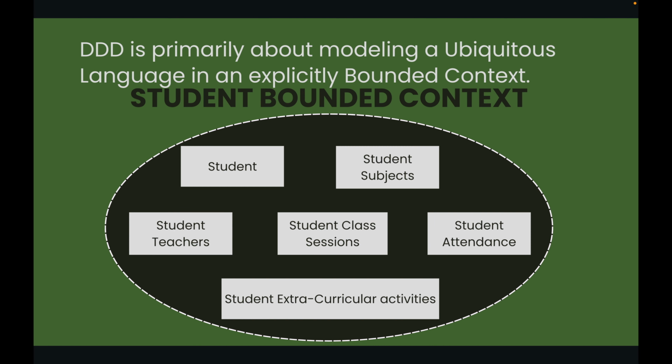All right, so DDD. What is DDD again? It's primarily about modeling a ubiquitous language in an explicitly bounded context. If that made sense on its own, if we had previously defined ubiquitous language and bounded context, we would have been done with this slide, but I had not, so I'll continue. Once we understand these, we can come back to this and define it. So let's use an example of a student in a school management system.